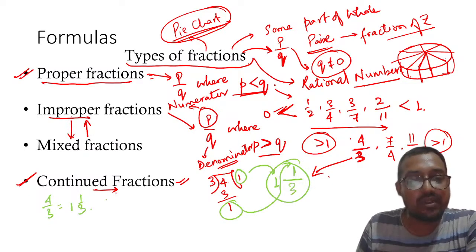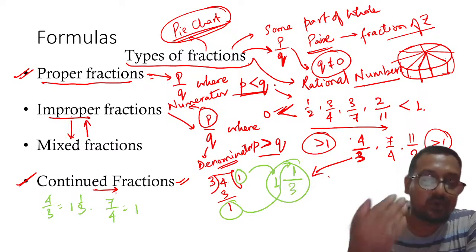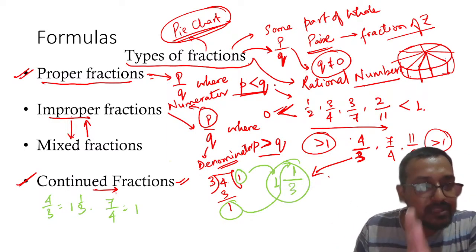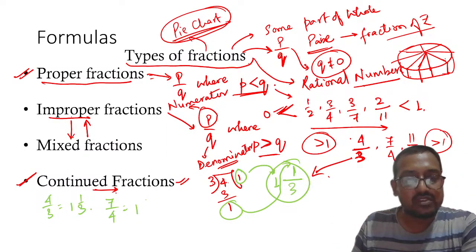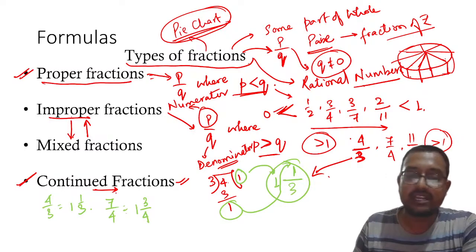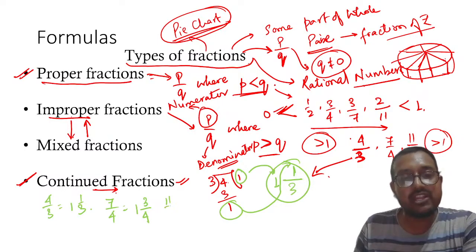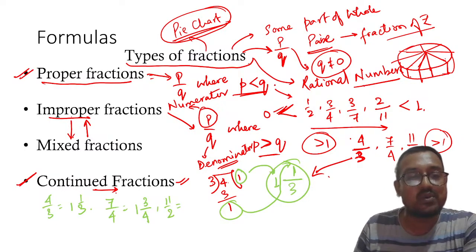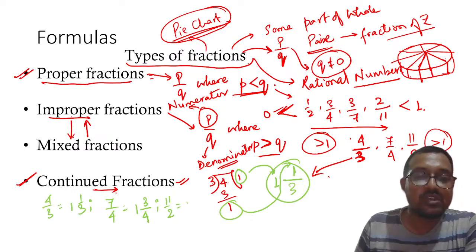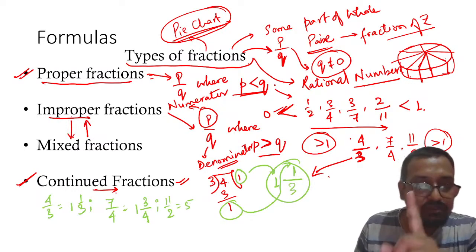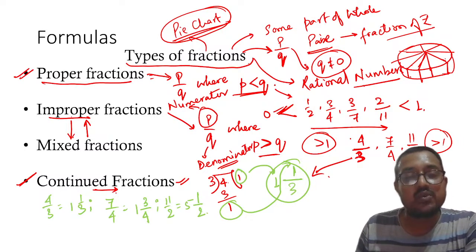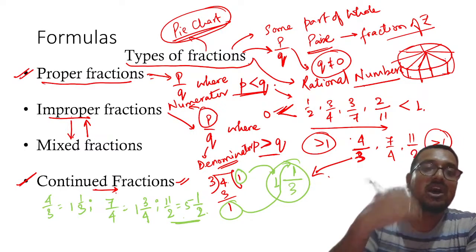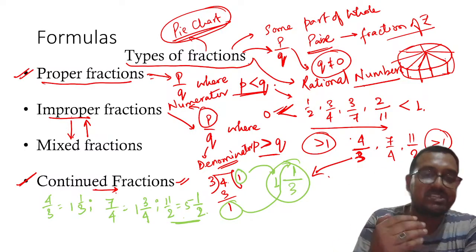Same way 7 by 4. My dear students, if you divide it, you will find that 1 4 is a 4. The remainder will be 3. So that is why 3 by 4. Understood this thing? 11 by 2. If I divide 11 by 2, you know that it is 5. The remainder will be 1. So 1 by 2. Is it clear? That is how you convert an improper fraction to a mixed fraction.